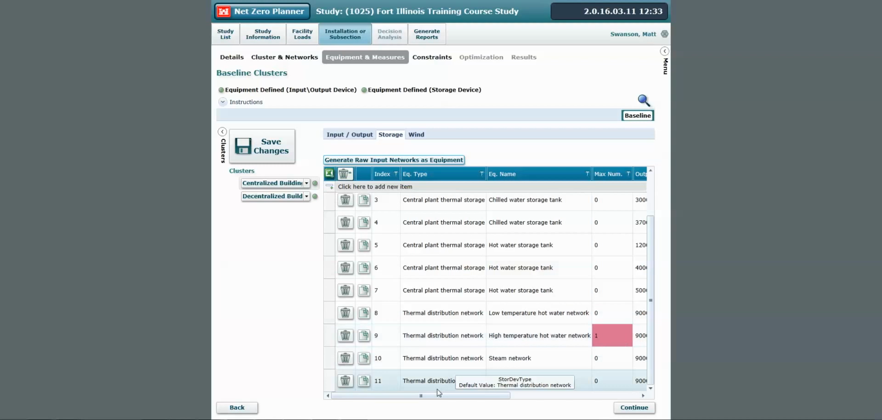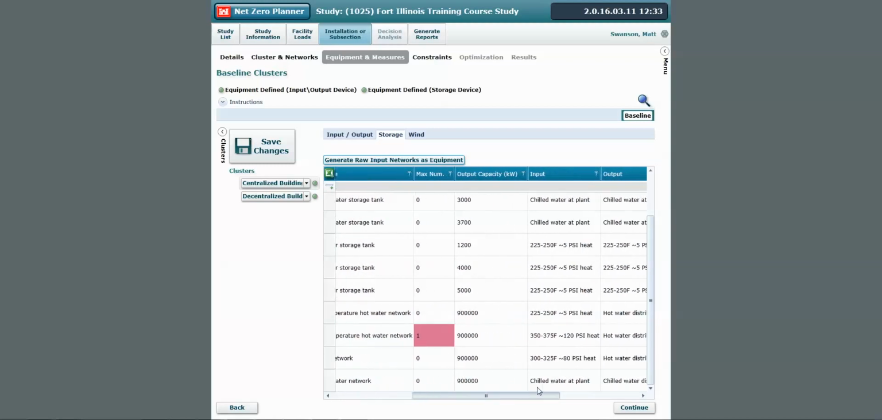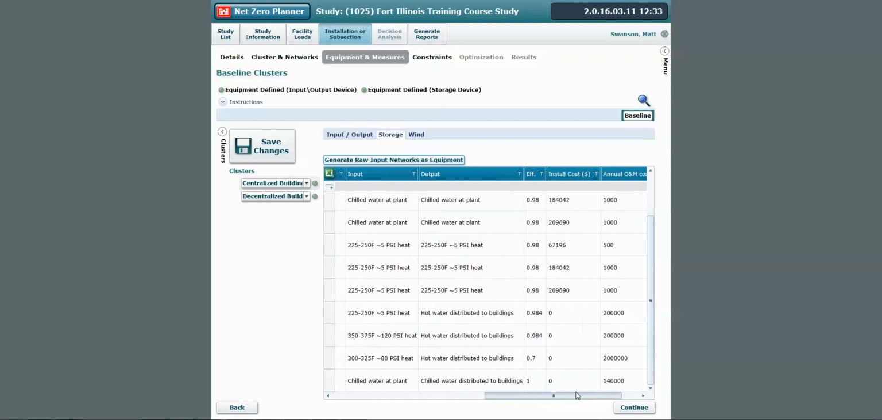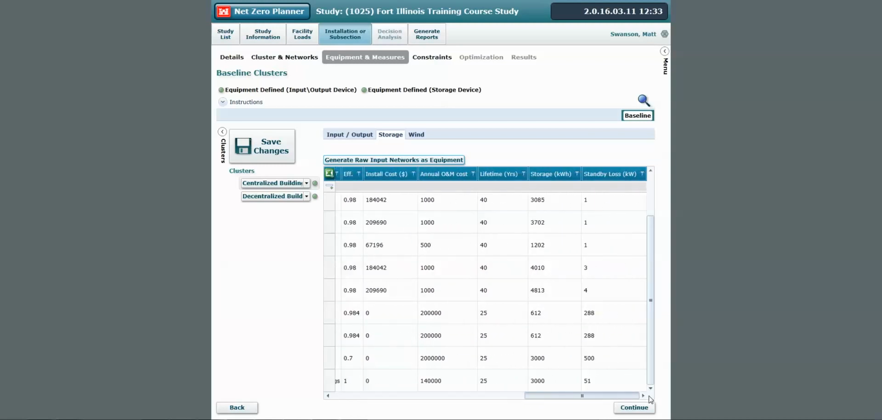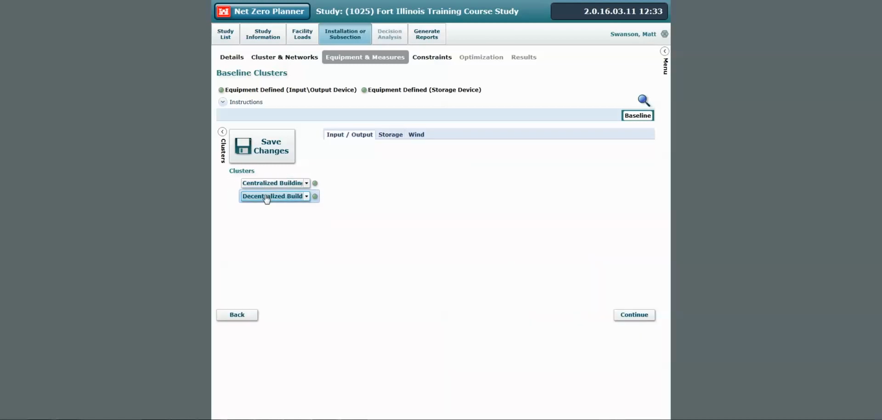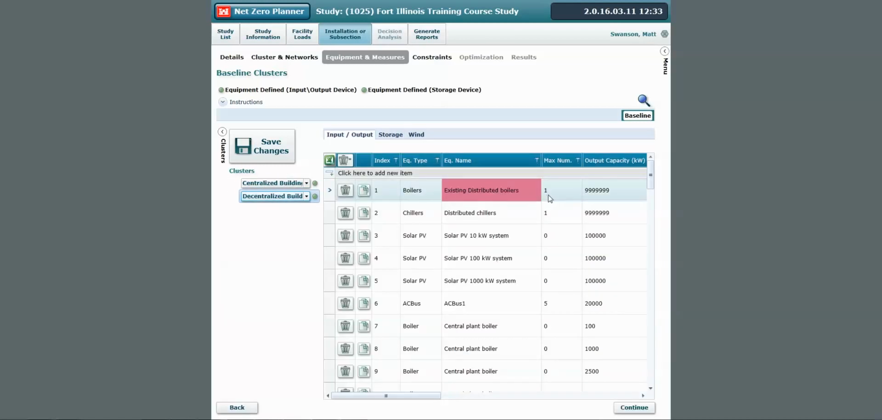We're going to look at the storage. We have a high temperature hot water network. That's important. If we didn't have it, there'd be no way to get that heat from the central plant to the buildings. So we want to make sure we can account for that whole path. Alright, so everything is fine here. You can't tell easily, but if you look closely, you can see that we're currently in the centralized buildings cluster. There's a little box around it. We can also scan down to the decentralized buildings. And again, no surprise, we just changed the name here. Everything else is the same. So now we can continue on to the Constraints tab.